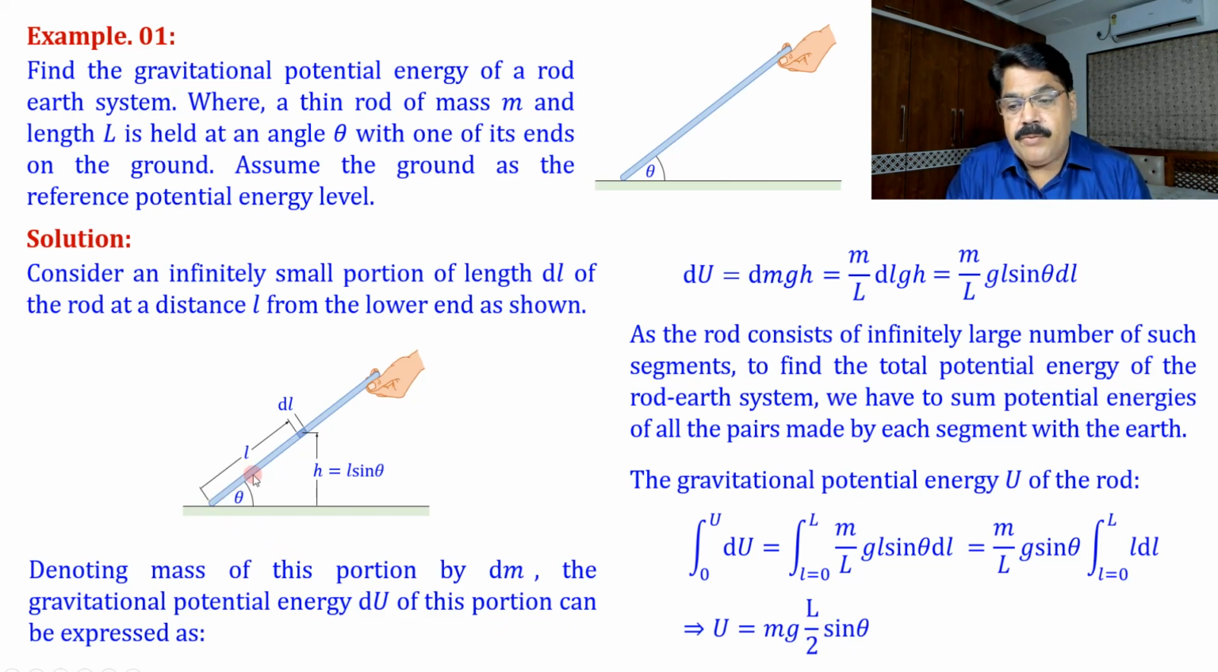L by 2 is, if the rod is uniform, its mass center. So L by 2 sine theta is the height of the mass center. So can we do one thing? To calculate the potential energy of a mass distribution, we can assume the entire mass distribution as a particle at its mass center. Let us see further, can we do it?